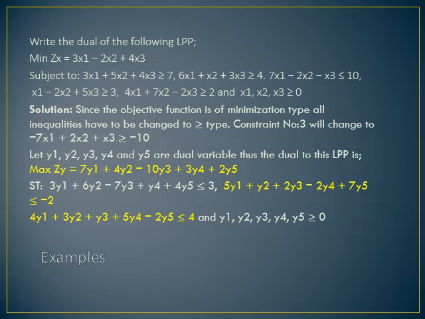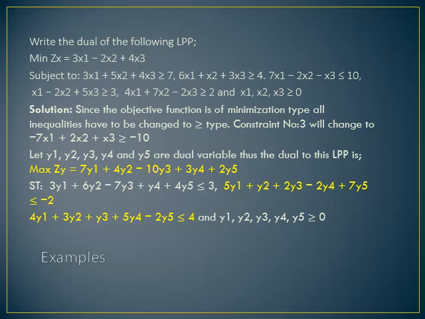This is not okay, because this constraint is less or equal, and the constraints of minimization must be more or equal. The first constraint is x1 - 2x2 + 5x3 ≥ 3, and the last constraint is 4x1 + 7x2 - 2x3 ≥ 2, with x1, x2, x3 ≥ 0. Solution.